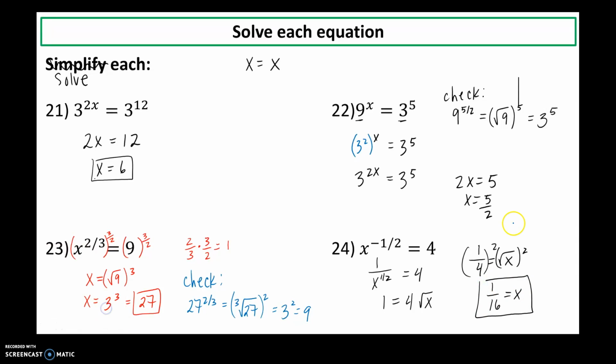All right, we go back and check it. So it would have 1 over 16 to the negative 1/2 power. How do we make negative exponents positive? Take the reciprocal of the base. So this would be equal to 16 to the positive 1/2 power. The 1/2 power is the same as the square root. There's our answer of 4.